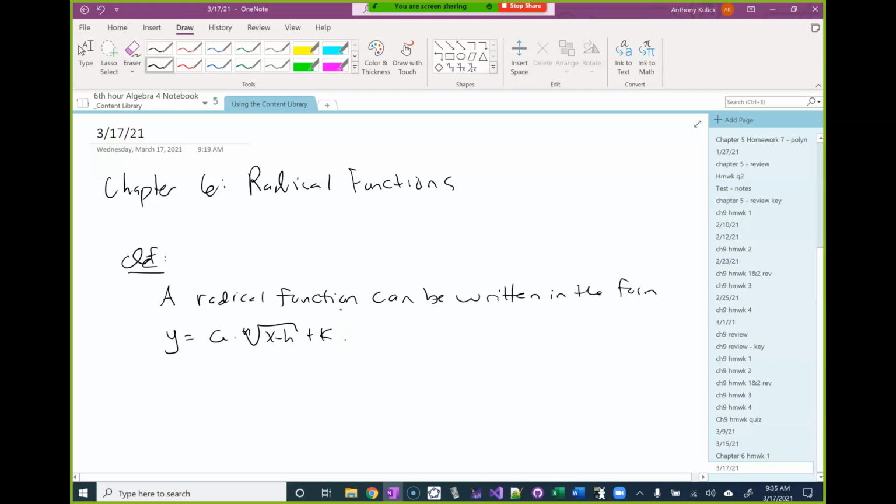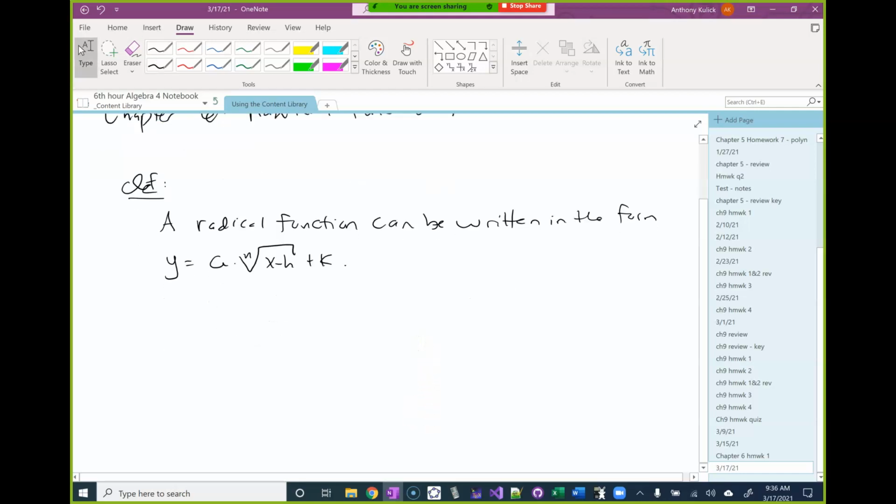So a radical function is just something that can be written in the form a times the nth root of x minus h, plus k. We're probably not too familiar with the nth root symbol, but the nth root is just a category of operations, one of which is the square root. So one type of nth root is a square root. And we're familiar with square roots, and that's where we'll start in this chapter.